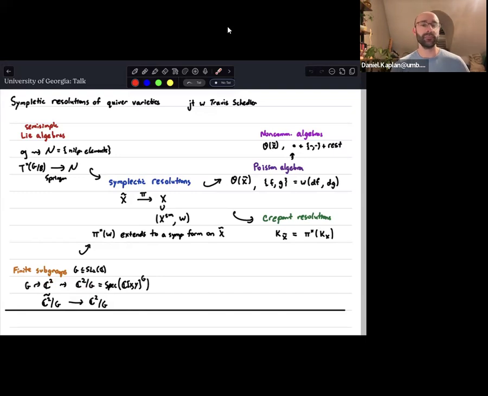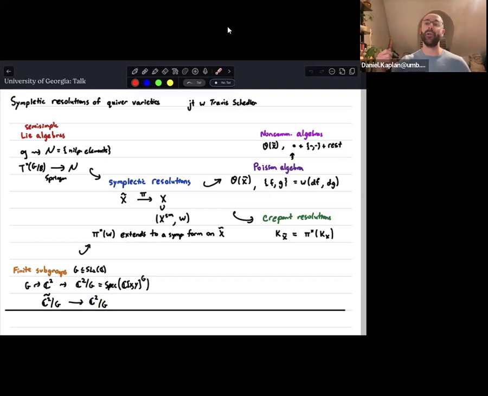You want your quotient to still have the structure of an algebraic variety and the quotient map to preserve the structure. So by passing to the algebra of functions, taking the G invariants and then taking spec, you get a good quotient in algebraic geometry. So this is another nice class of symplectic resolutions where you take what's called the Du Val or Kleinian singularity.